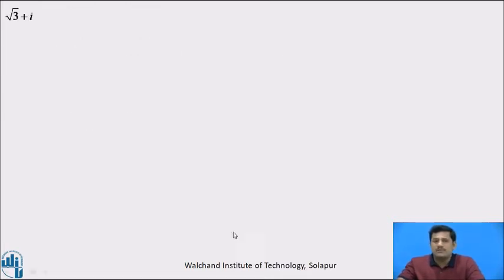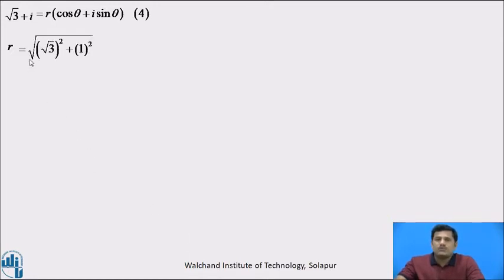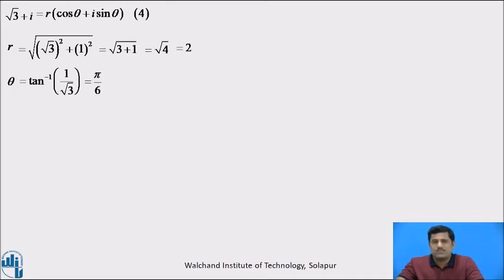Next number is root 3 plus i. Again it has a polar form, r into the bracket cos theta plus i sin theta. Now r is the square root of the sum of squares of the real and imaginary parts. Here the real part is root 3 and the imaginary part is 1. Root 3 square is 3 and 1 square is 1, and it is root 4, and root 4 is 2. And theta is tan inverse of imaginary part upon real part. Imaginary part is 1 and real part is root 3, and tan inverse of 1 upon root 3 is pi by 6.